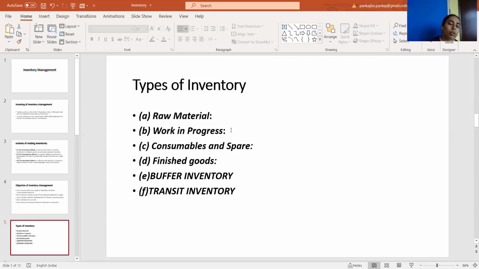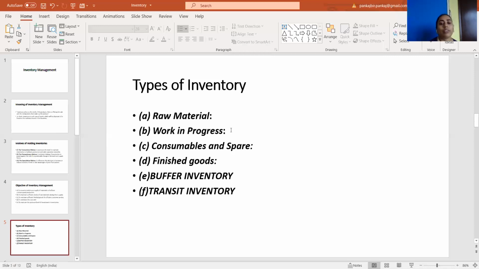Second is work in process inventory. So work in process inventory is a kind of inventory which is in your production process, which does not remain as input, and neither is it converted into output. So the inventory which is in between the process of production is called work in process inventory.